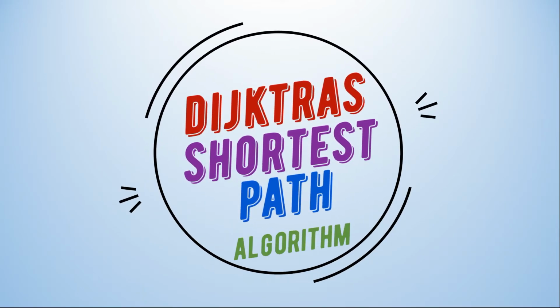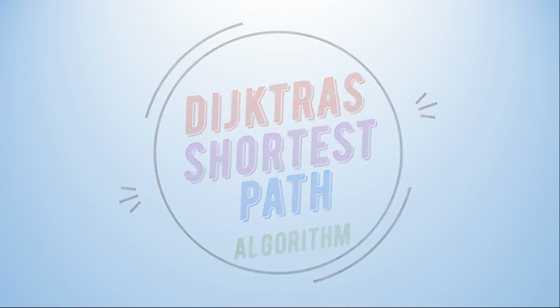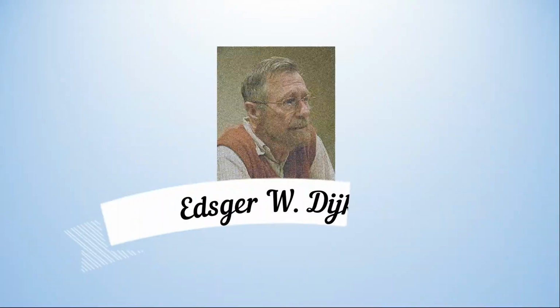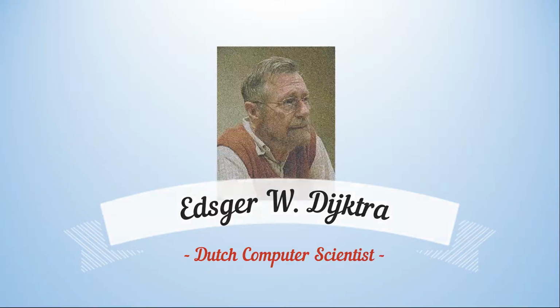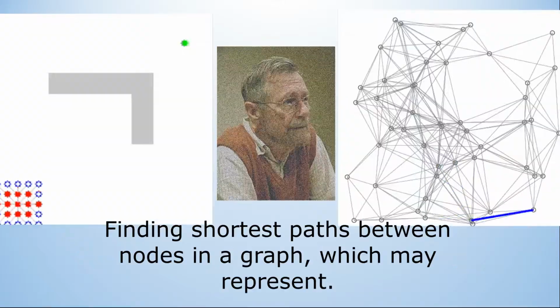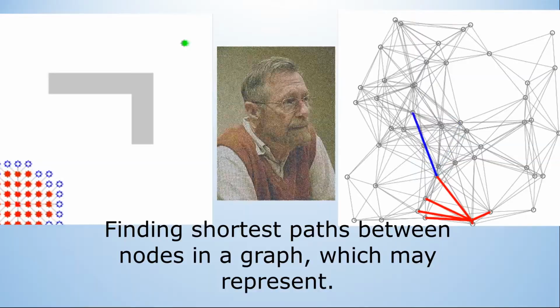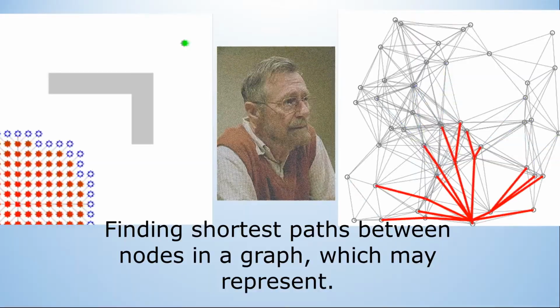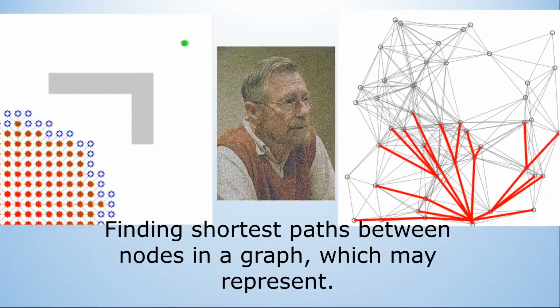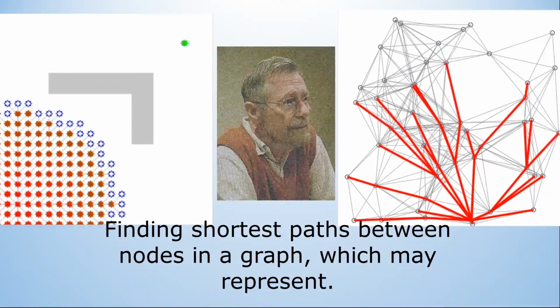Dijkstra's shortest path algorithm was invented by the late great Edsger Dijkstra, a famous Dutch computer scientist. The objective of the algorithm is to find the shortest path between any two vertices in the graph. In fact, Dijkstra's algorithm will find the shortest path from the given starting vertex to every other vertex in the graph.